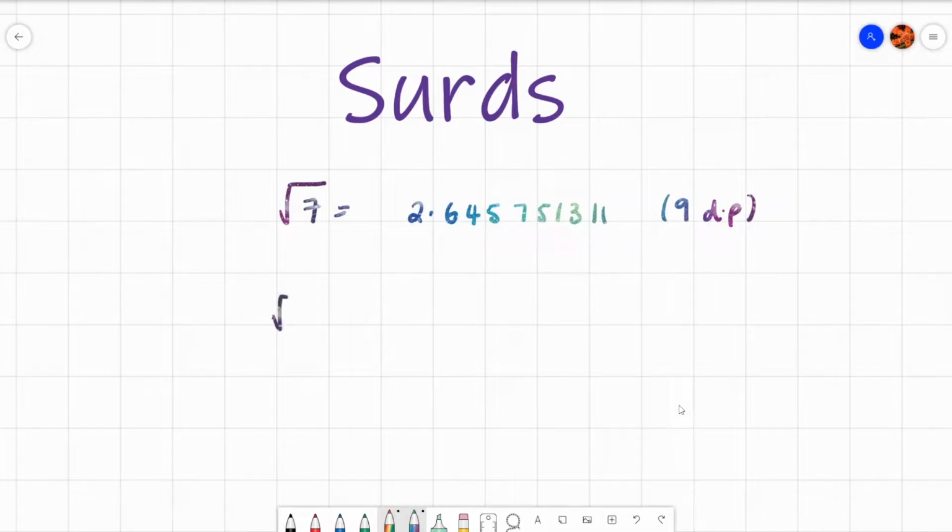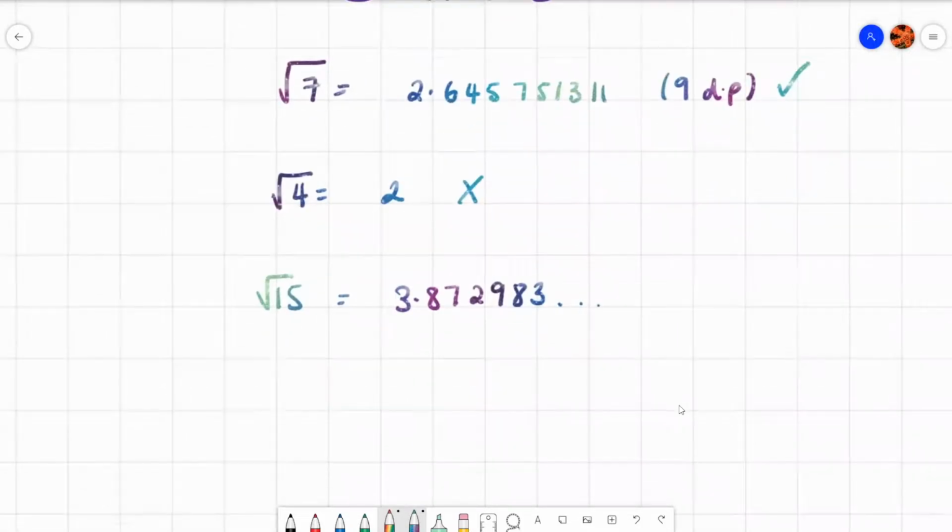Whereas if I do the square root of 4 on my calculator, I end up with the number 2. That's not a surd because I end up with a whole number. Now let's have a look at another example. If I do the square root of 15, I end up with 3.872983. And okay, so that is a surd because I end up with a decimal number, whereas the square root of 16 is 4. That ends up as a whole number, so that's not a surd.